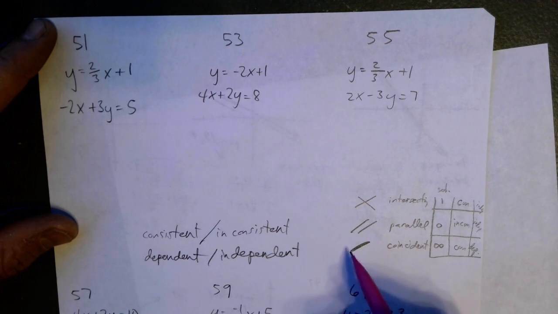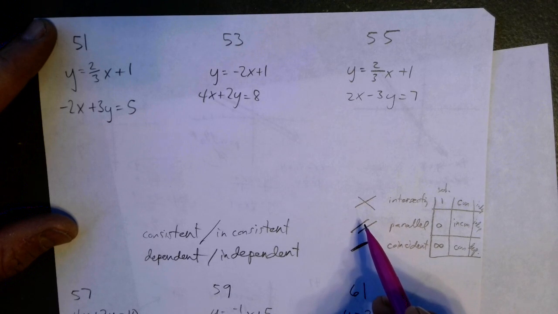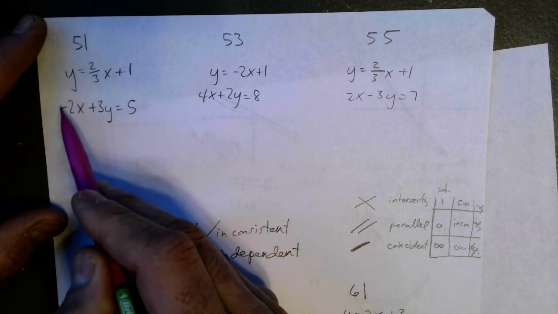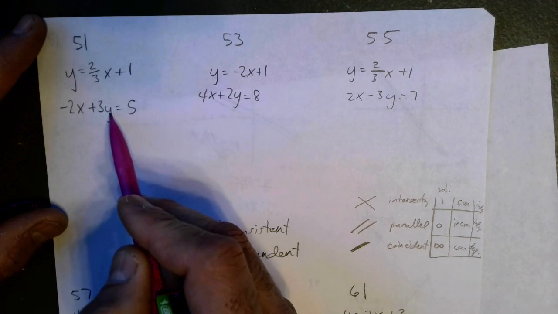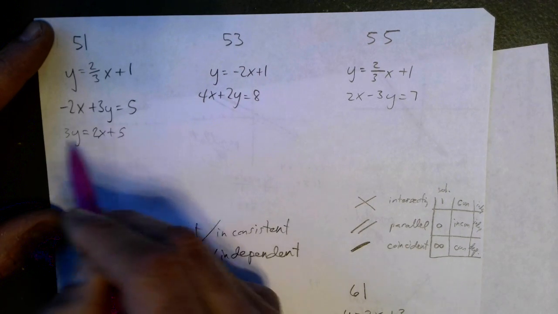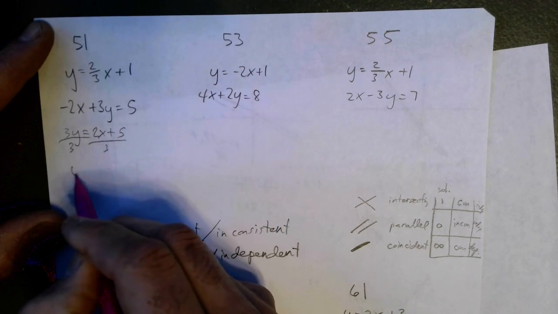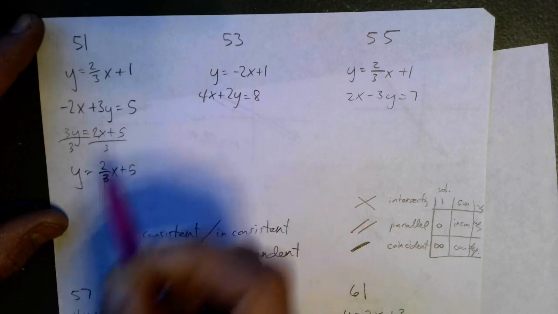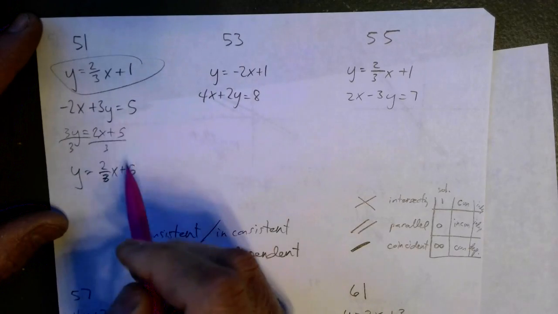Maybe they're coincident. If the slopes are the same and the intercept is the same, not only are they parallel, but then they're coincident. If the slopes are different, they're intersecting. So let's move this equation into slope-intercept form. 3y equals 2x plus 5, divided by 3. Y equals 2/3 x plus 5. Now compare that with the original.